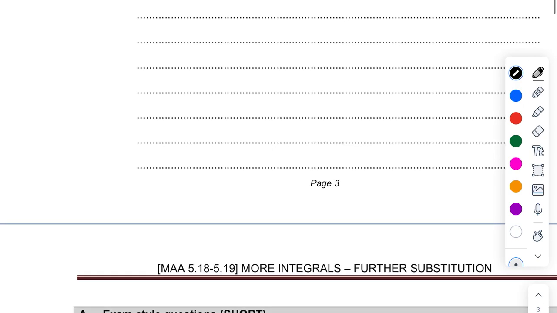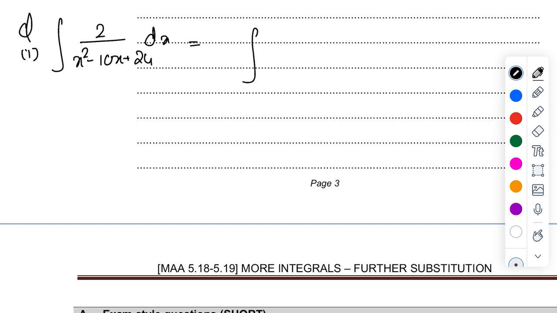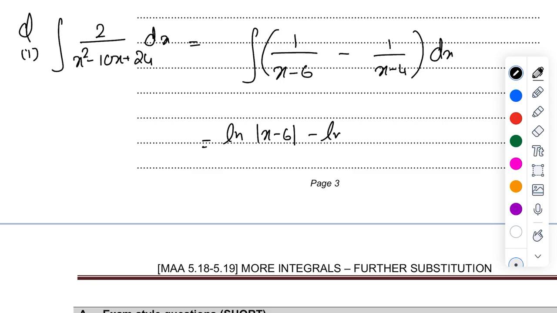Next, part D, integral of all the three questions. So first question, D part 1, integral of 2 upon x square minus 10x plus 24, which will be nothing but the integral of 1 upon x minus 6 minus 1 upon x minus 4 dx. So what does that become? ln of x minus 6 minus ln of x minus 4 plus c. So it becomes ln of x minus 6 upon x minus 4 plus c.